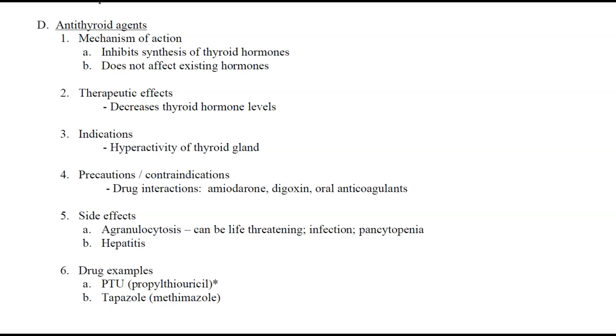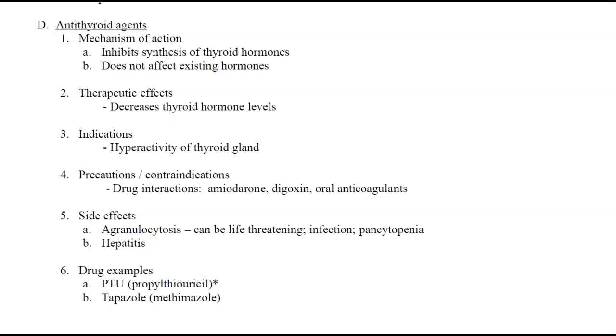In addition, same thing with digoxin. So if we recall, digoxin can actually lower the heart rate. If we're giving anti-thyroid agents, it basically has a very similar effect. So it can actually increase that toxicity. It can increase the effect of digoxin. And lastly, oral anticoagulants. So if we give anti-thyroid agents with oral anticoagulants, that can cause an increase of activity or inhibition of vitamin K, therefore putting the patient more at risk for bleeding.